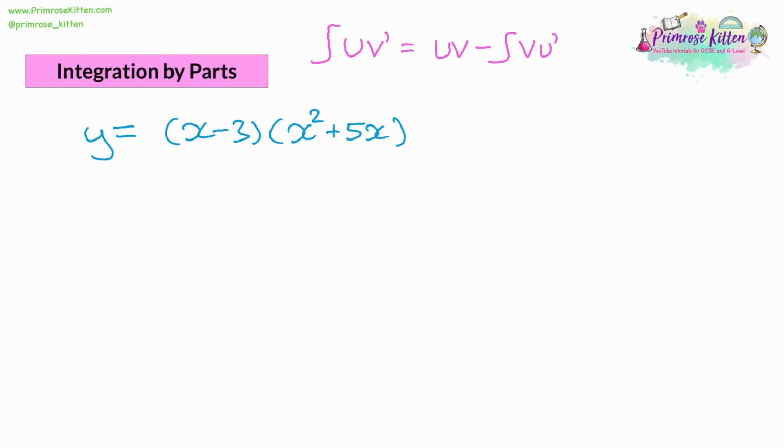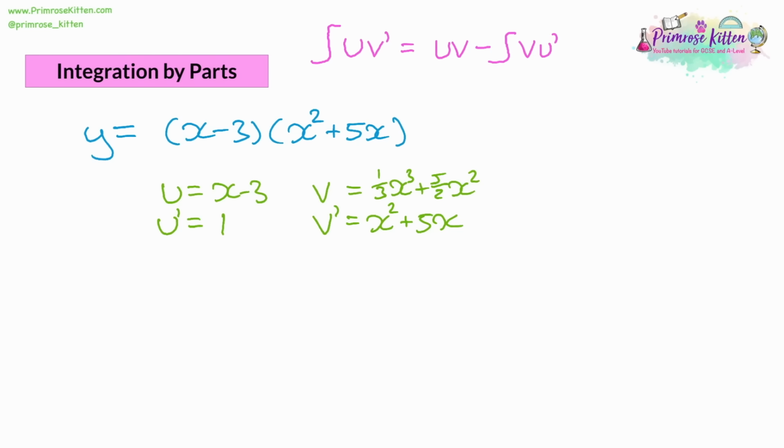Let's try and identify what u and v are. So u is going to be one of our brackets. Let's just say it's the first bracket, x minus 3. So we can differentiate it to get u dash, because we need that as part of our formula, which would be 1. V dash, that's how it is in the formula, is going to be our second bracket. That's x squared plus 5x. So if we integrate it to get v, we're going to increase the powers by 1 and divide by the new power. So we should get something like this. So now we can substitute. So for our answer, we're going to have u times v. That's going to be x minus 3 multiplied by a third of x cubed plus 5 halves of x squared. Take away from it the integral of v times u dash.